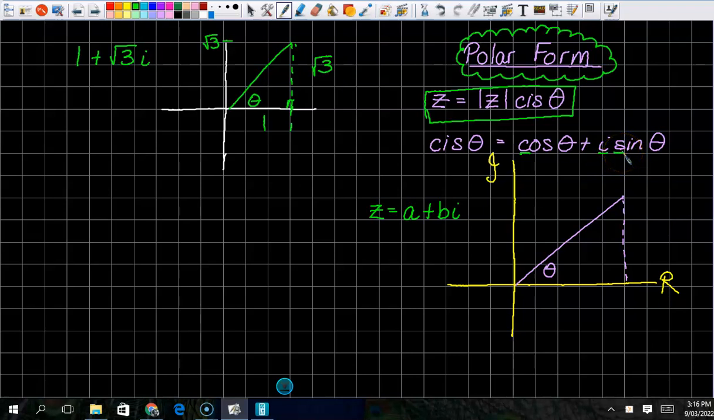Look how clever those mathematicians are. So cos theta plus i sine theta. You'll be asked to have a complex number in this form and put it into polar form, and of course you're going to be asked to go backwards. Your calculator will also do it for you. In a moment, I hope you have your calculators with you.